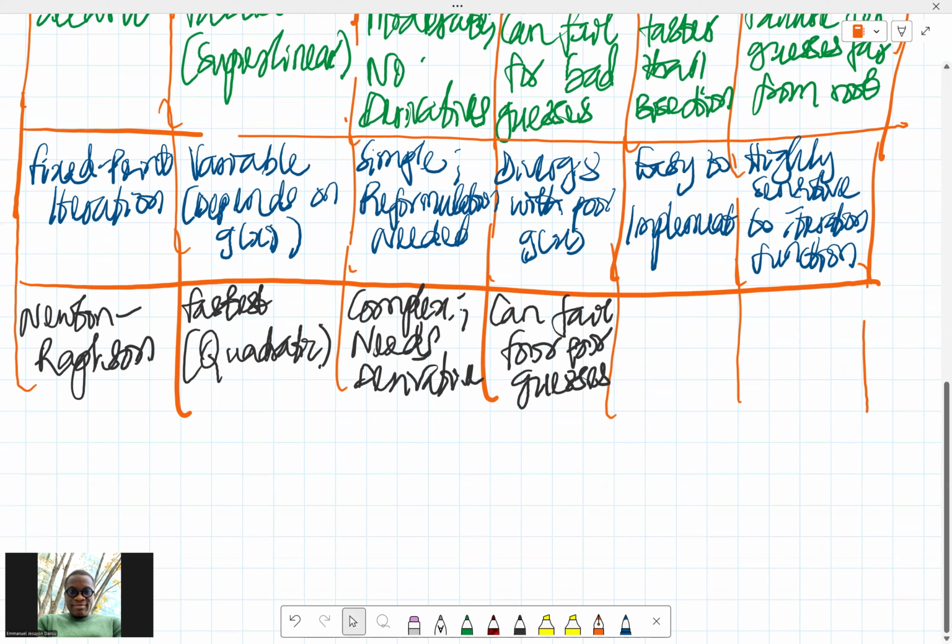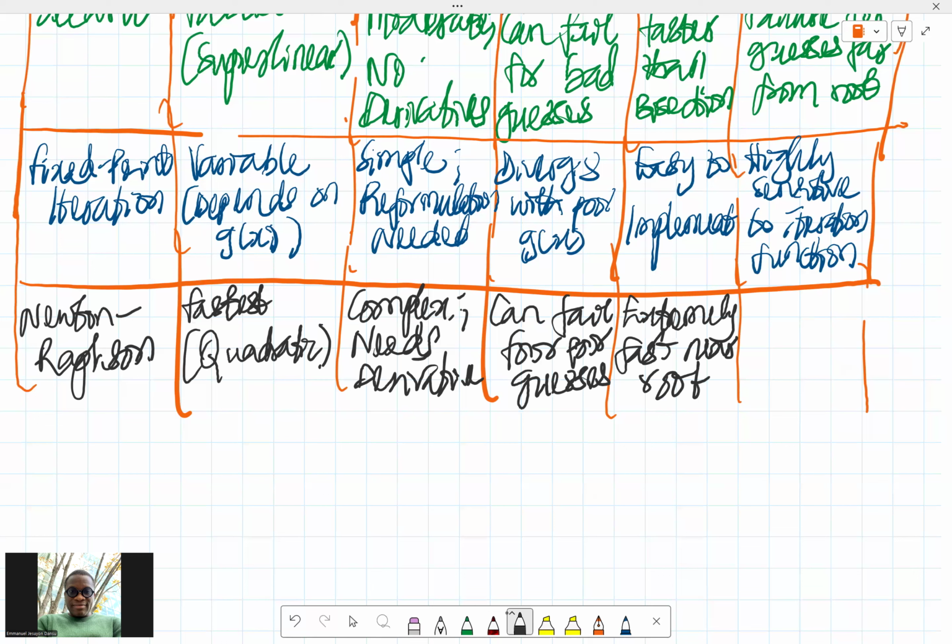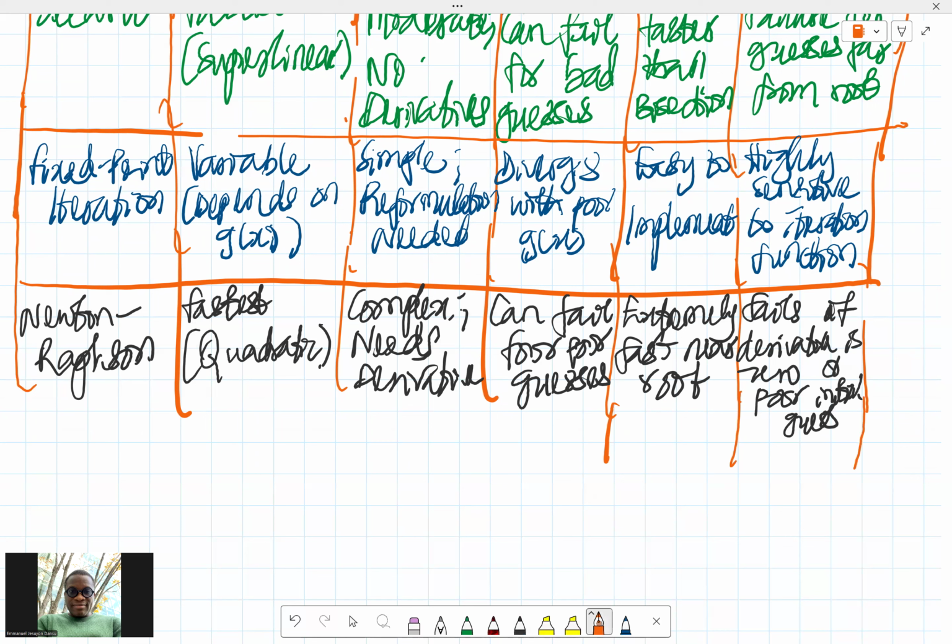Then what about the key strength? It's extremely fast near roots. Then the key weakness is that it fails if the derivative is 0 or with a poor initial guess. Okay. So those are the key comparisons.